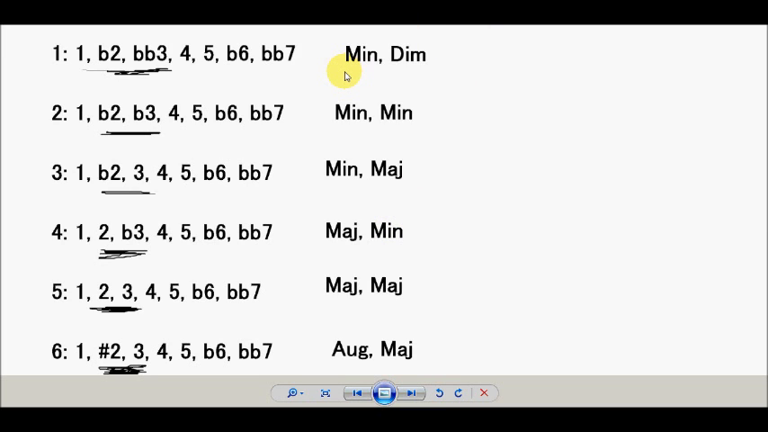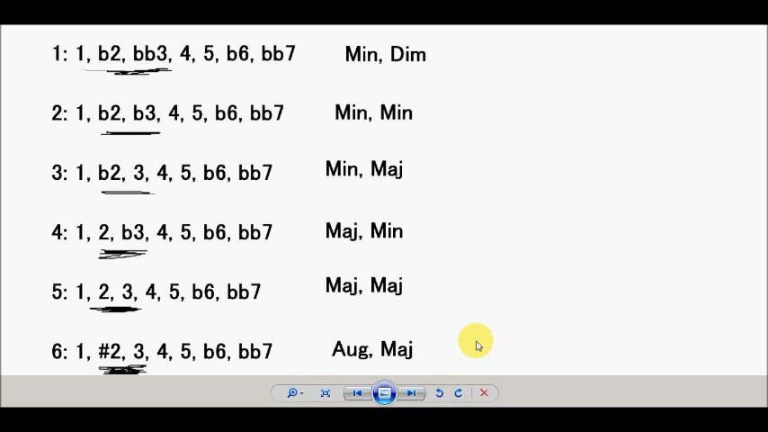Instead of whenever you just want to change from scale to scale, you change the 6th and the 7th. If you want to change from group of scales to group of scales, you apply the same formula of change to the 2nd and the 3rd scale degrees, I mean. So it's the same pattern. It's minor, diminished, then minor, minor, then minor, major, then major, minor, then major, major, then augmented major. So if you understood before, it's the exact same thing. It's just in a different place.